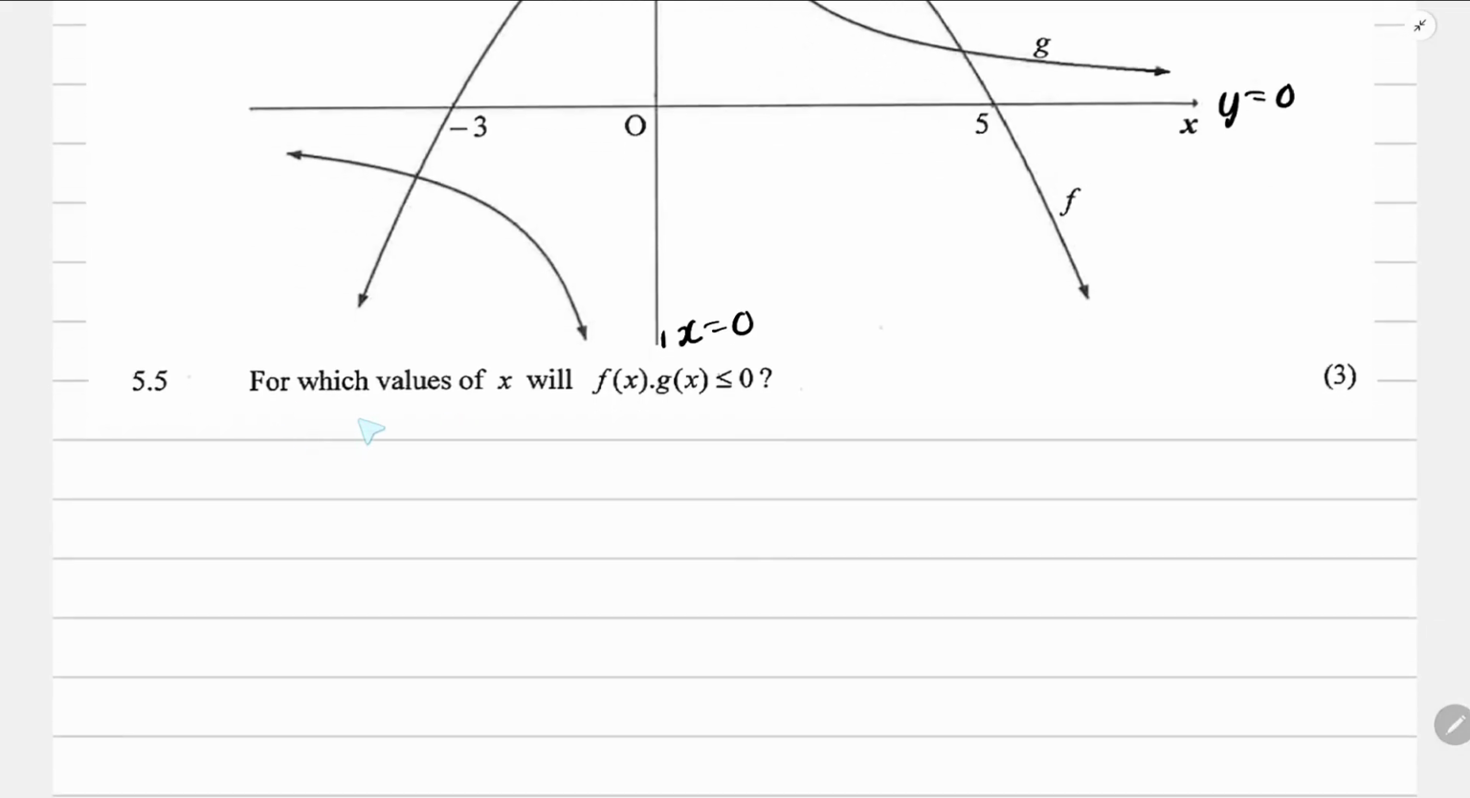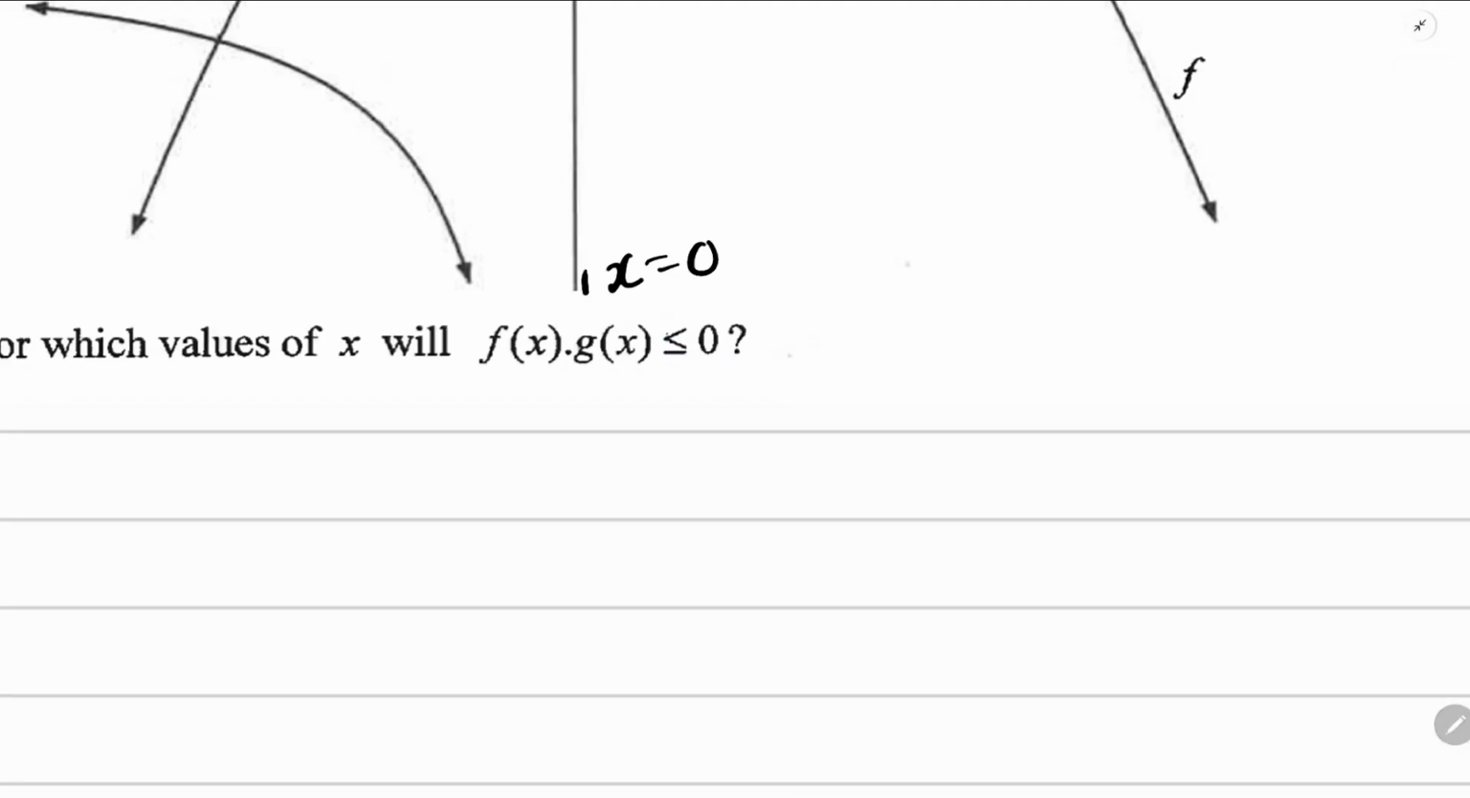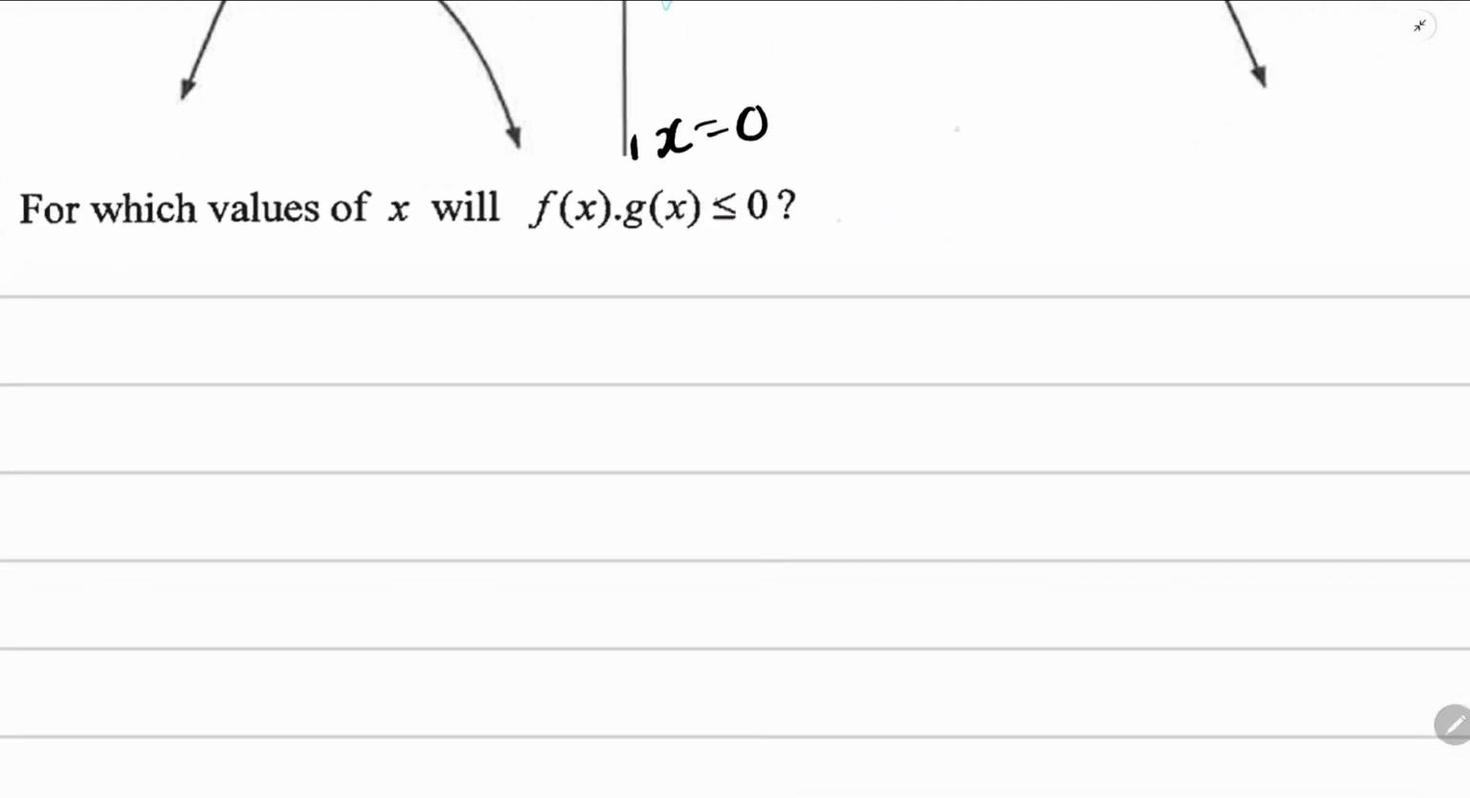Okay. So the question for 5.5 is, for which values of x will f of x multiplied by g of x be less than or equal to 0? So let's think about it like this. You're going to have to think about the y values of f and g. When you multiply them, they need to give you something negative or equal to 0. That's what less than or equal to 0 means. So f, for example, can be positive, and then if g is negative, then they'll give us something that is negative. Of course, either one of them can also be equal to 0 to give us something equal to 0. So we should just keep that in mind.